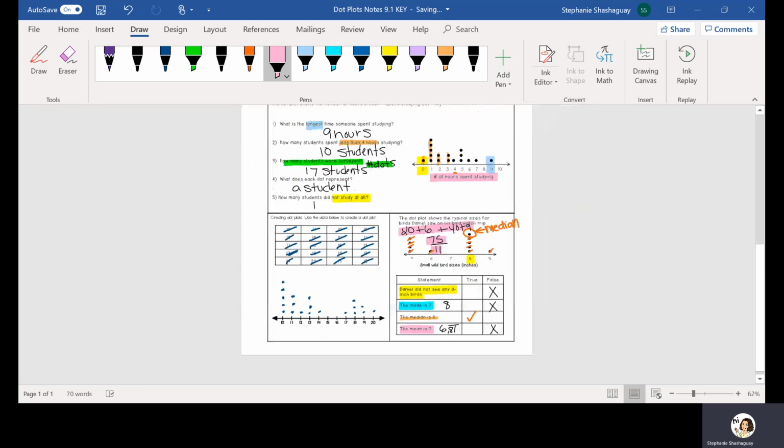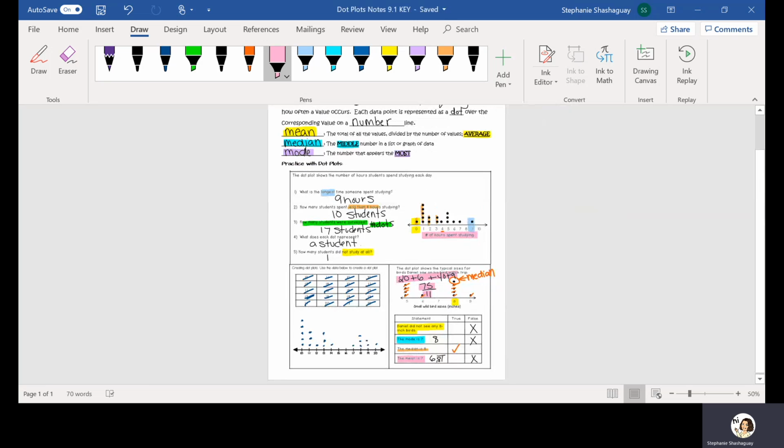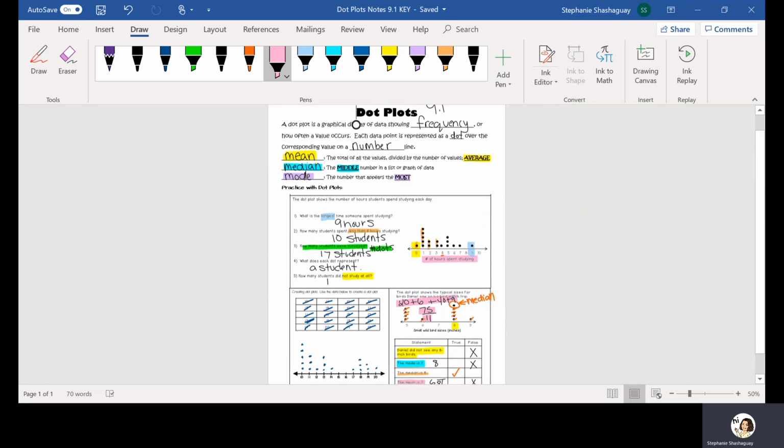Okay, that is it for our notes for dot plots. You should also learn about dot plots in your video section 9, topic 1 in Math Nation. So this is just a brief review before you get or after you've completed your homework assignment for section 9, topic 1.